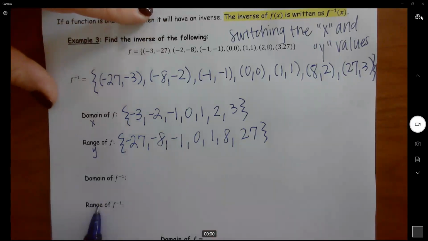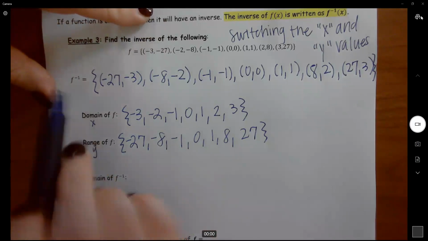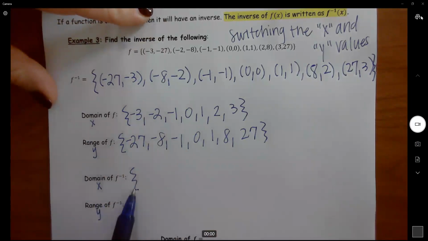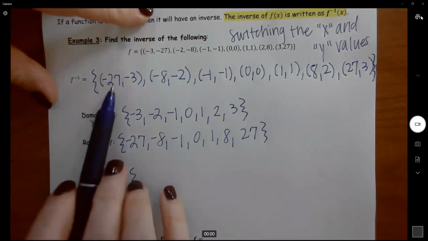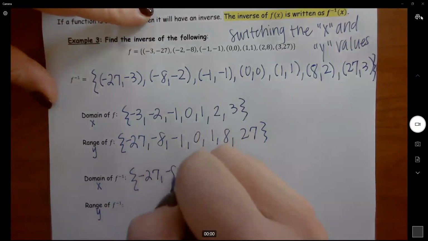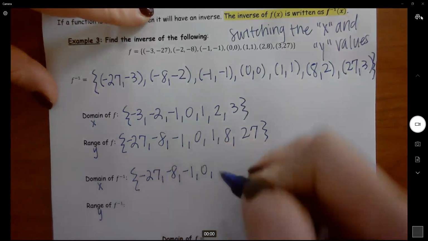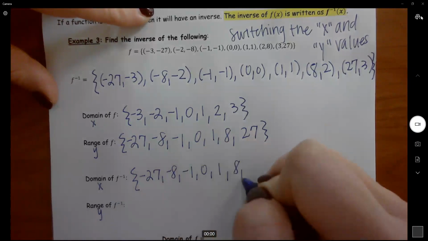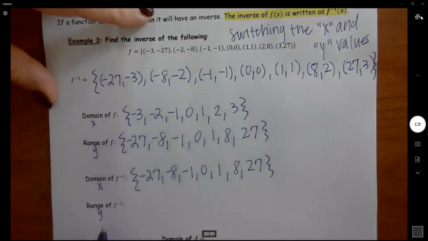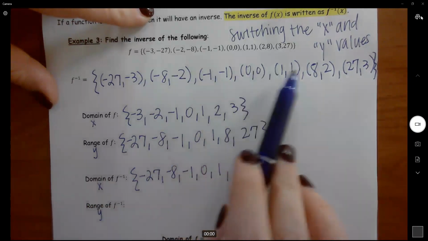Now let's find the domain and the range of my inverse. This is still the x and this is still the y. That's a really good squiggly bracket, by the way. That's what I strive to do every time. Okay, the domain of my inverse is my x right here. So we get -27, -8, -1, 0, 1, 8, and 27. And then list the range of your inverse, which is the y. So -3, -2, -1, 0, 1, 2, 3.